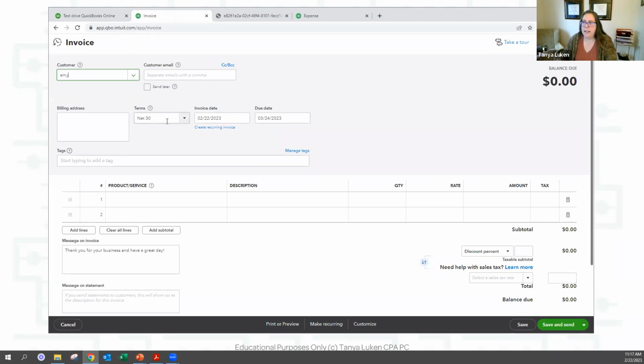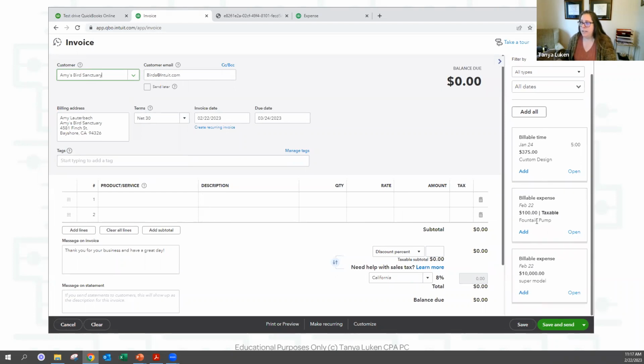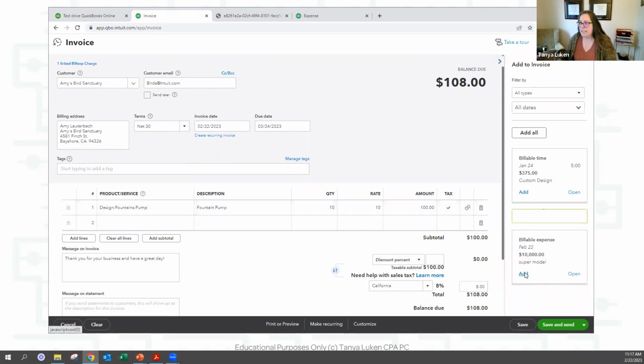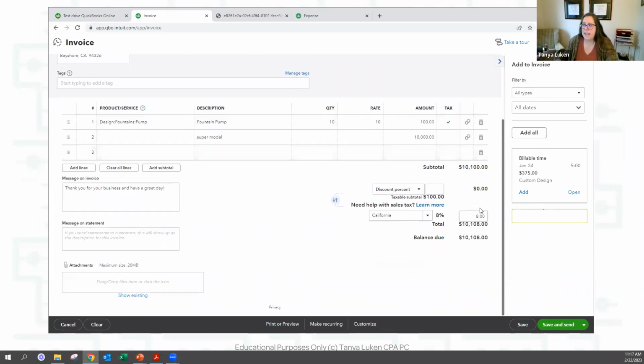Okay, so now I'm going to send Amy's Bird Sanctuary an invoice, and when I pick her, it pops out with this fountain pump and this supermodel charge. So you could add those expenses to her invoice, and then I could collect that money from Amy's Bird Sanctuary. And because I marked that the fountains were taxable, it added $8 worth of California sales tax.